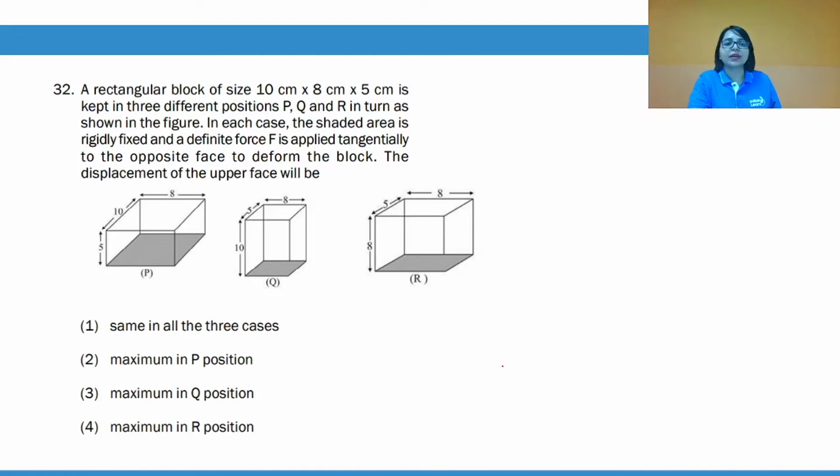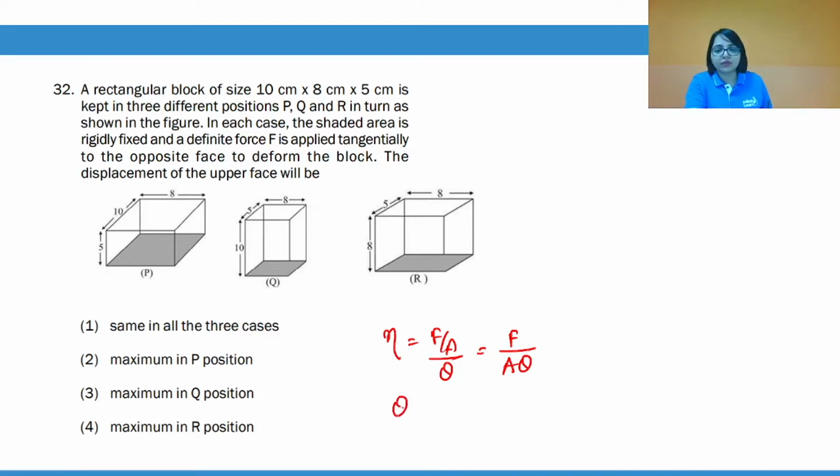Question number 32. A rectangular block of size 10 cm, 8 cm, 5 cm is kept in three different positions P, Q, R in turn as shown in the figure. In each case, the shaded area is rigidly fixed and a definite force F is applied tangentially to the opposite face to deform the block. The displacement of the upper face will be. So eta is F upon A divided by theta, right? So F upon A theta is equal to eta. Now the block is same in all the three cases. So eta will be same, right? And we are applying a definite force F, right?